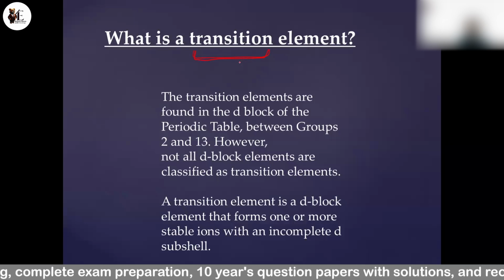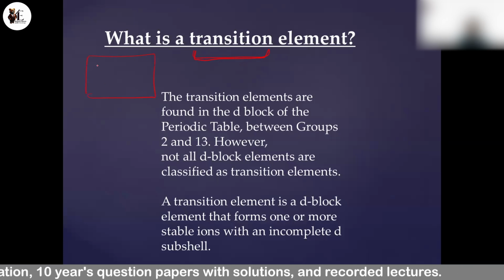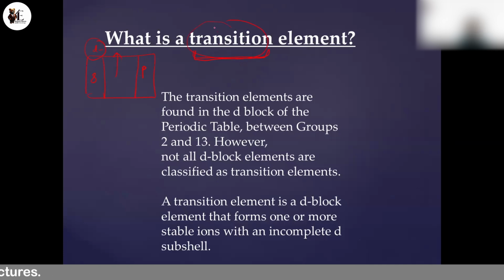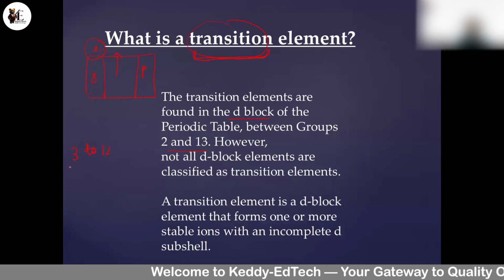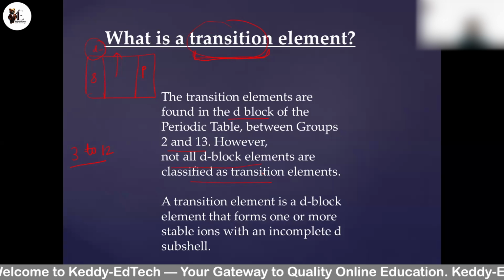Transition means in between. Okay, as you know that if you are having the periodic table like this, here you are having S block elements, here you are having P block elements, but in the transition, in the middle, you are having D block elements, and those D block elements are known as transition elements. They are found in the D block of the periodic table between groups 2 and 13. That means a transition element belongs to group 3 to 12. But not all the D block elements are classified as transition elements.